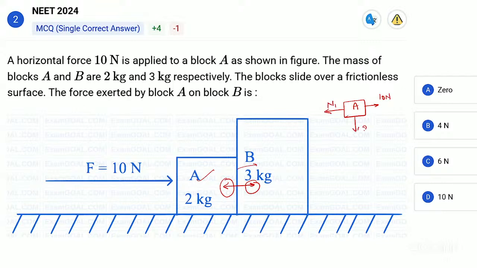Downside there is a force of 2g, which is the weight force, and upward side there is a normal reaction N dash, let's say, and it will become N dash is equal to 2g. Okay, that is the simple thing.